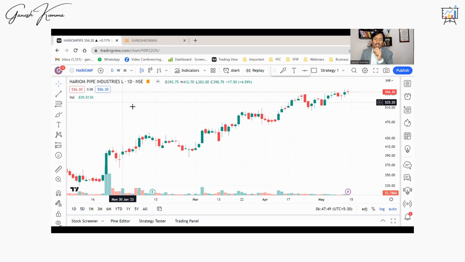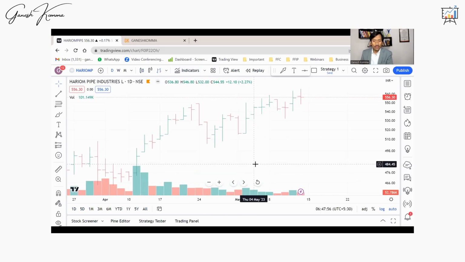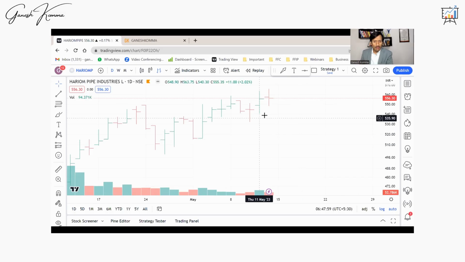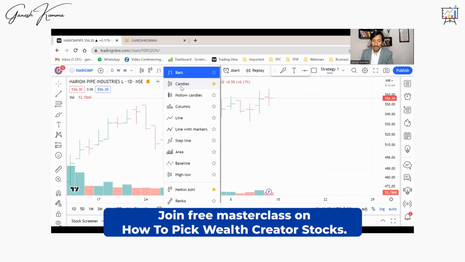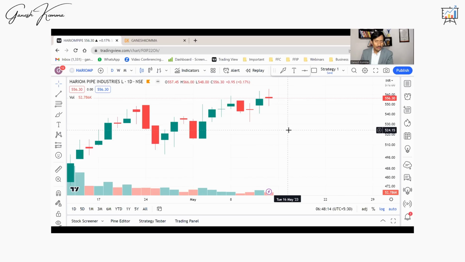As you see here, Hariom Pipe Industries is there on your chart. So this is a segment. Once we click here, we have our bar chart. As you see here, we are able to see the opening price, closing price, high and low, but there is no full clarity here. Whereas if you go to the candles, here we have more information. You have your opening, closing, low, high. Apart from that, we have the body of the candle and the wicks of the candle.